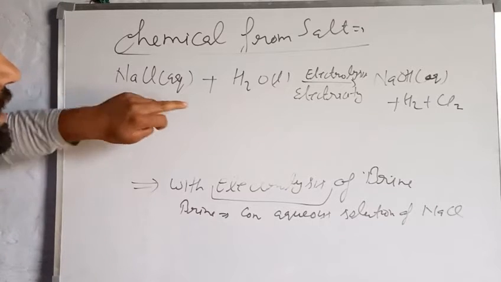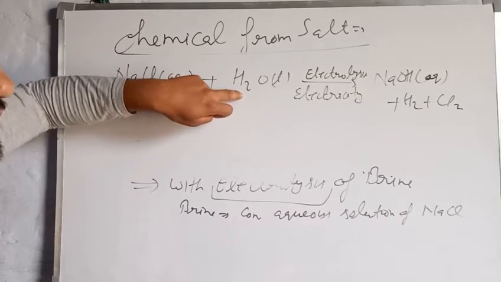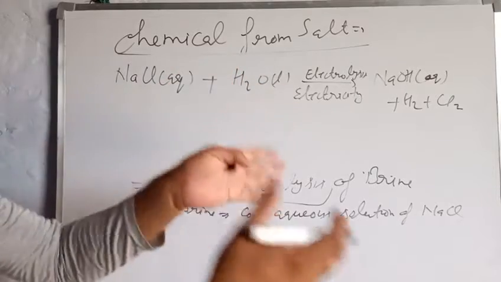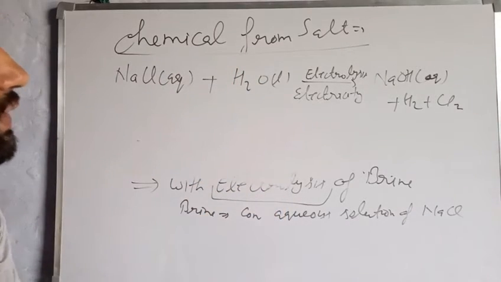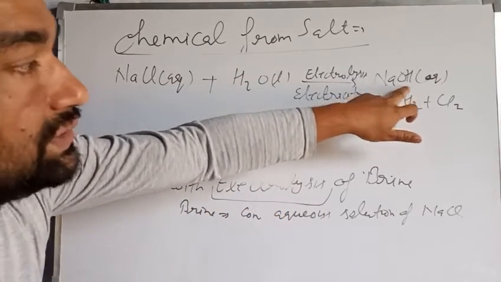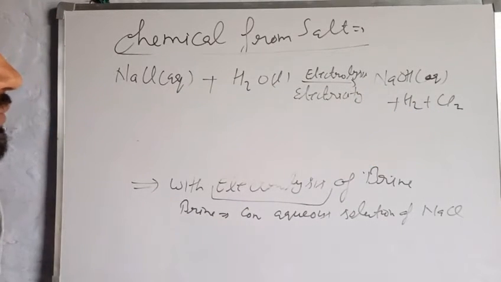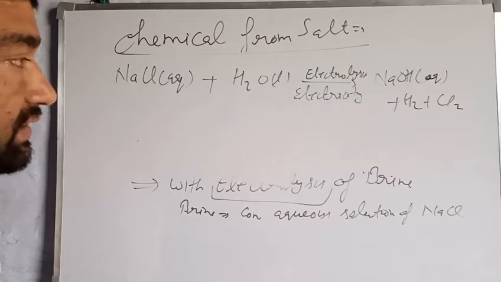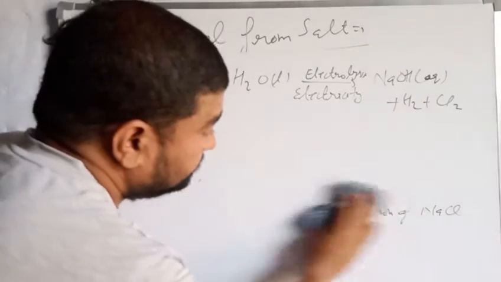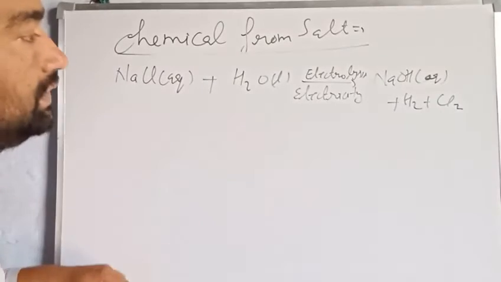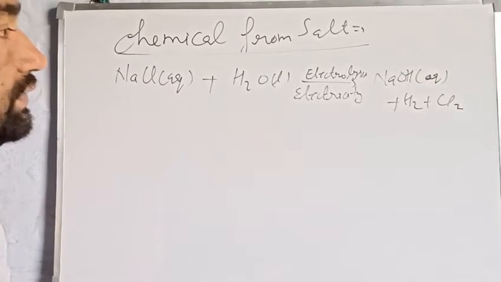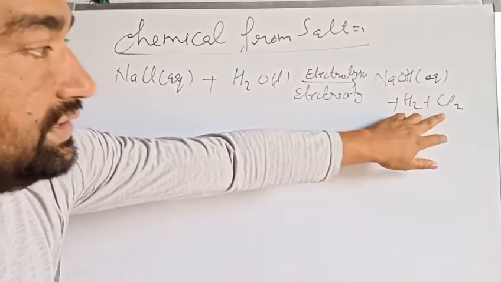The brine plus H2O, that means we are doing the electrolysis. We are passing the current in the solution. Then what will happen? We'll get NaOH, H2 and Cl2. Okay. I'm sure so far everything is good to go. You can understand each and every point. So this was the electrolysis. We obtained NaOH, H2 and Cl2.